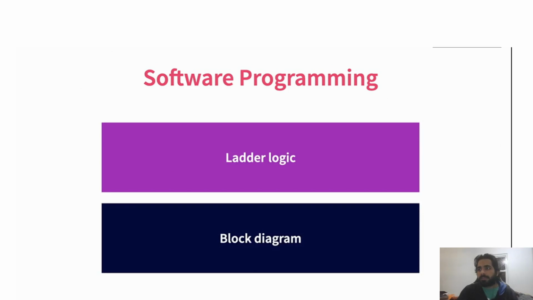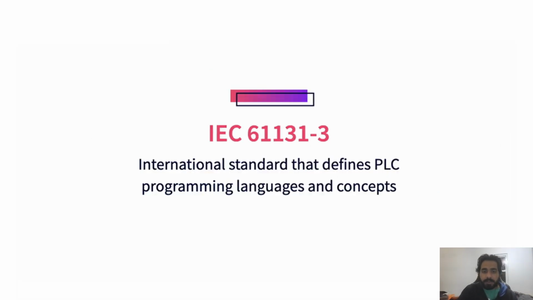And when it comes to PLC programming, there are many ways to program a PLC, but the two most popular ways are ladder logic and block diagram. And these are all based on IEC 61131-3, that is an international standard that defines PLC programming languages and concepts. When you search it on Google, you will get all the information related to PLC, the symbols that you use in the ladder logic. In fact, most of the software have similar symbols.